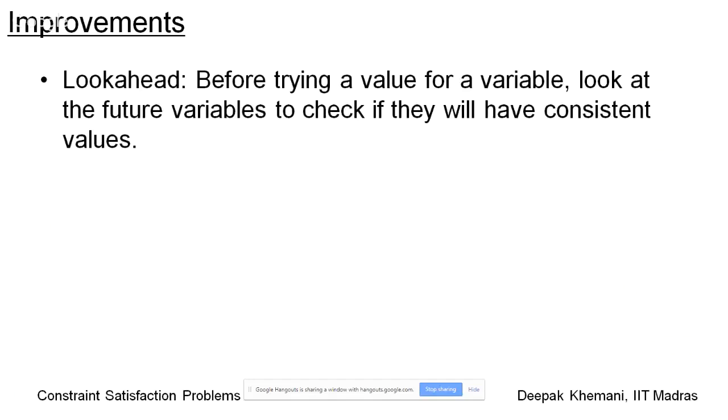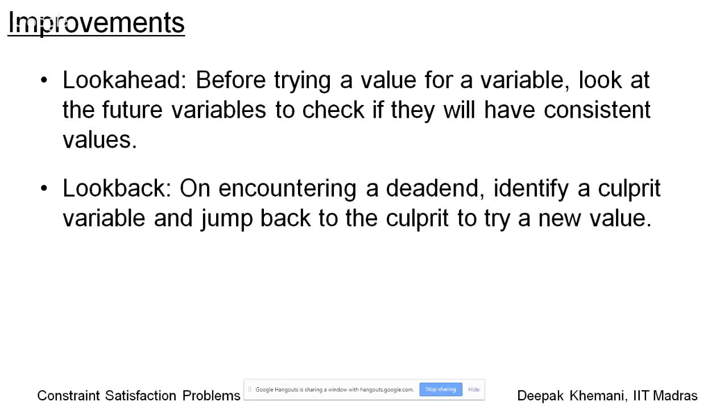The first improvement we can make is look ahead, and this is something that we have already discussed in some classes, and we will illustrate it again today. The idea of look ahead is that before trying a value for a variable, look at the future variables to check if they will have consistent values. And based on that, you decide whether you want to choose a value for a variable.